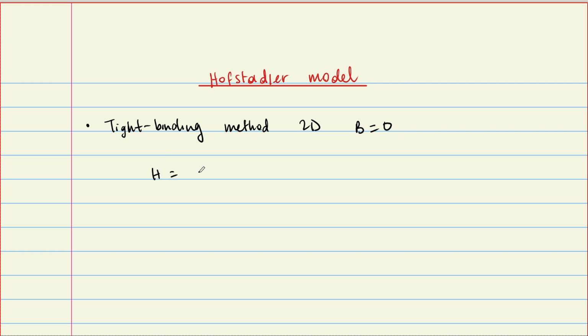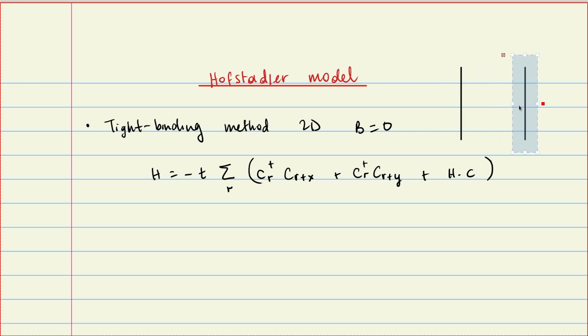So the Hamiltonian is, there are different ways of writing this. My preference is something like that. You sum over all sites, c_R dagger c_{R+x} plus c_R dagger c_{R+y} plus Hermitian conjugate. So what this means is that these two terms are Hermitian conjugated. And here this means we have a square lattice, something like that.